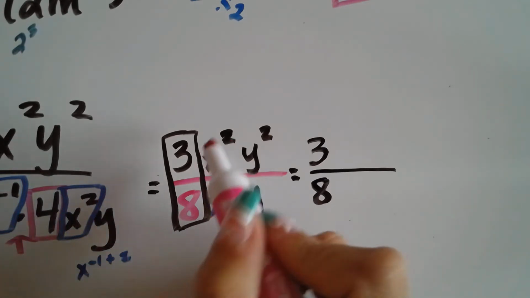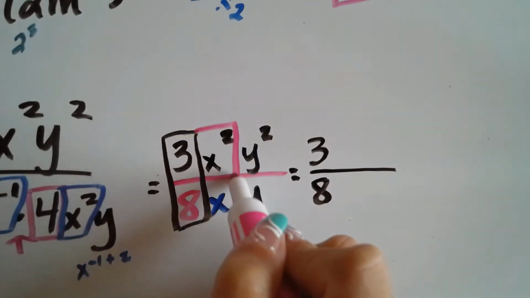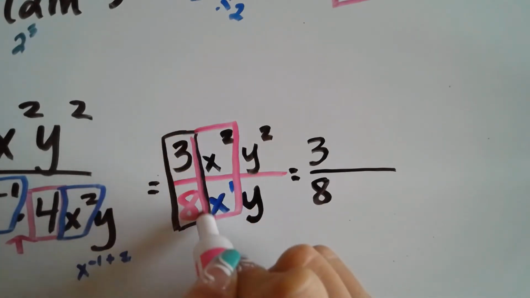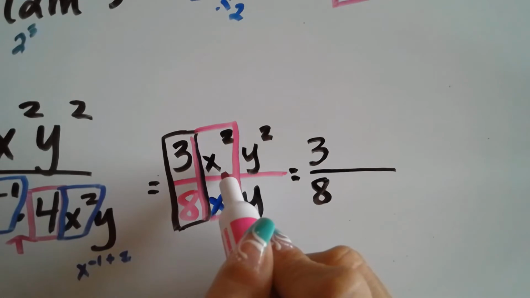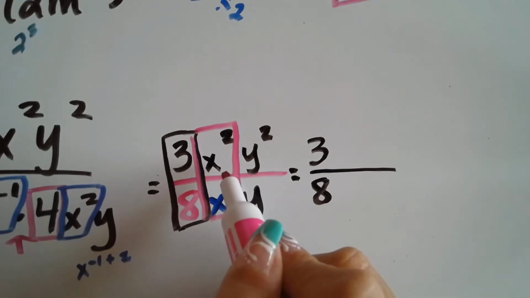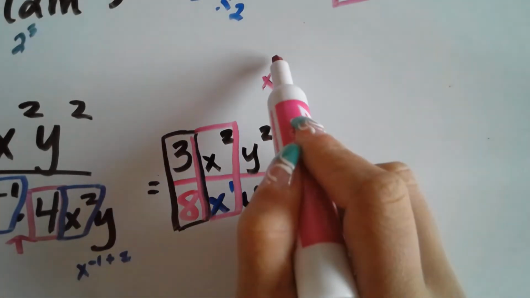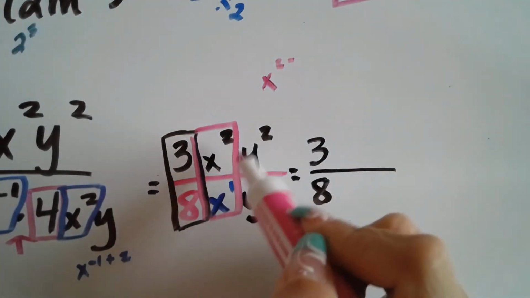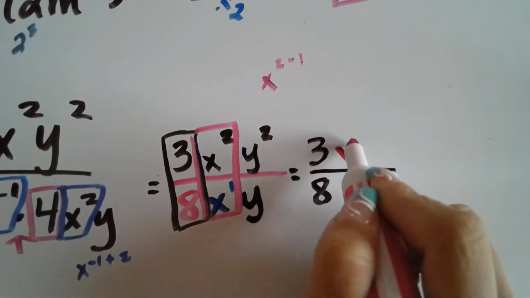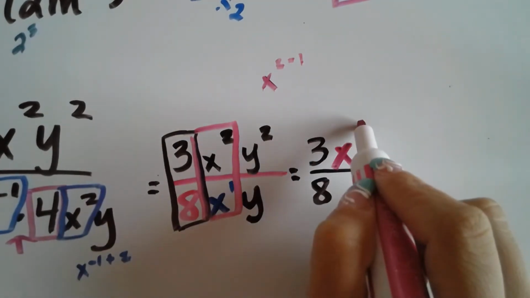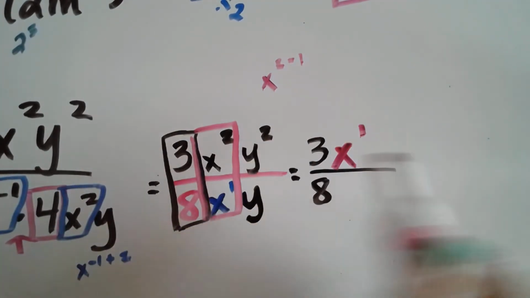Now let's go ahead and look at our x's. So we have x squared divided by x to the first. And when we divide, that means we are subtracting. So it's going to be x squared minus 1. That would end up leaving us x, 2 minus 1 is to the first power.